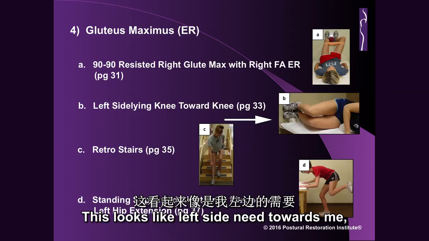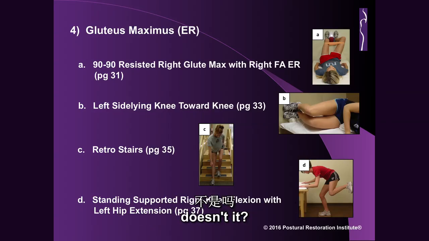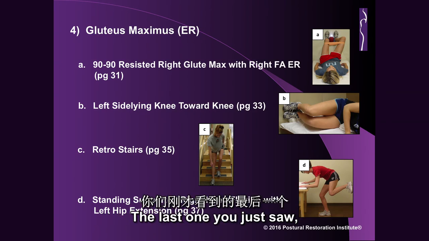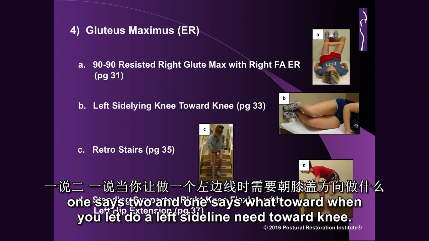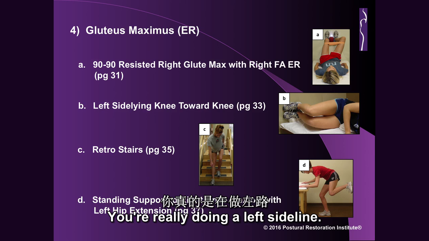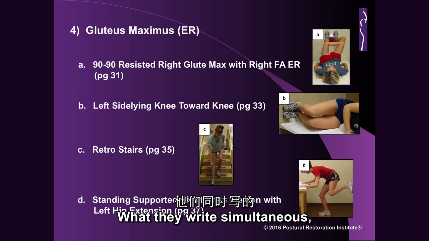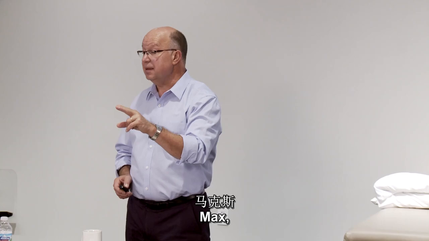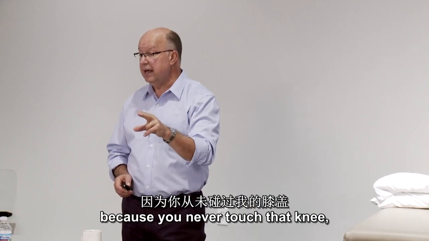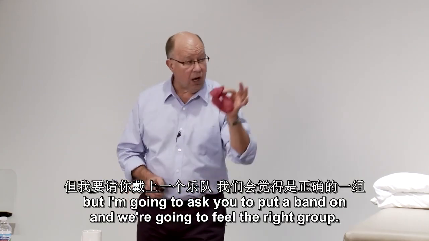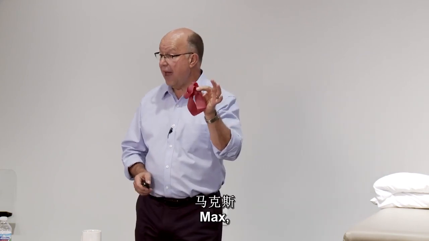This looks like left side knee towards knee, doesn't it? What's the difference between that one and the last one you just saw? One says to and one says what? Toward. When you do a left side lying knee toward knee, you're really doing a left side lying ischiocondylar adductor with a simultaneous right glute max because you never touched that knee. But I'm going to ask you to put a band on and we're going to feel the right glute max.